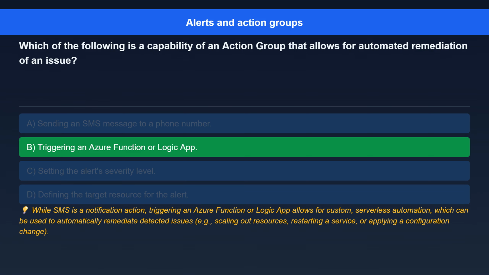The correct answer is triggering an Azure function or logic app. Here's the explanation. While SMS is a notification action, triggering an Azure function or logic app allows for custom, serverless automation, which can be used to automatically remediate detected issues, e.g., scaling out resources, restarting a service, or applying a configuration change.